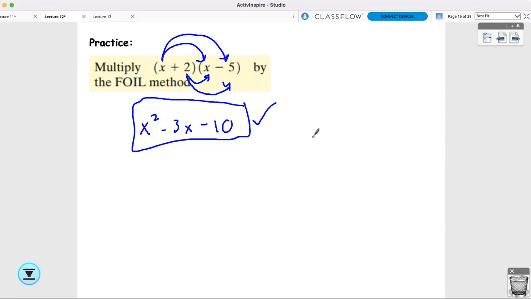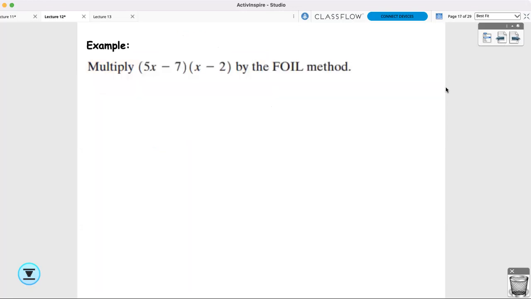All right, anyone need more time to copy this slide down before we move on? All right. Another example of the FOIL method, guys. I'll give you about a few seconds to write this example down before I start working it out.